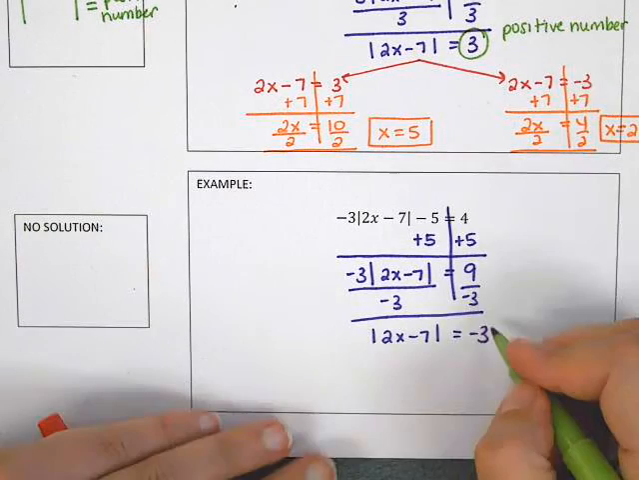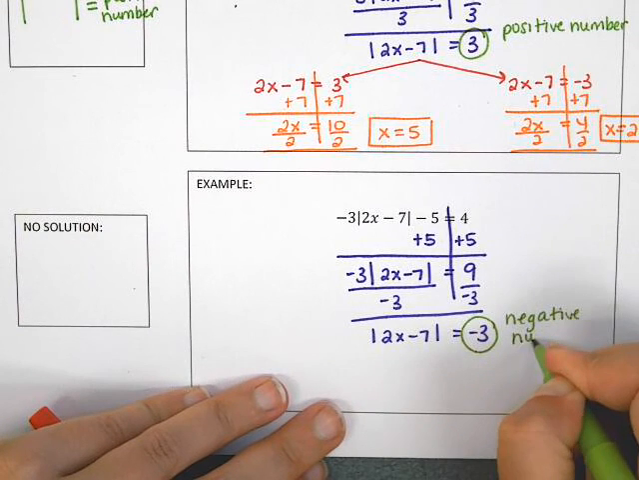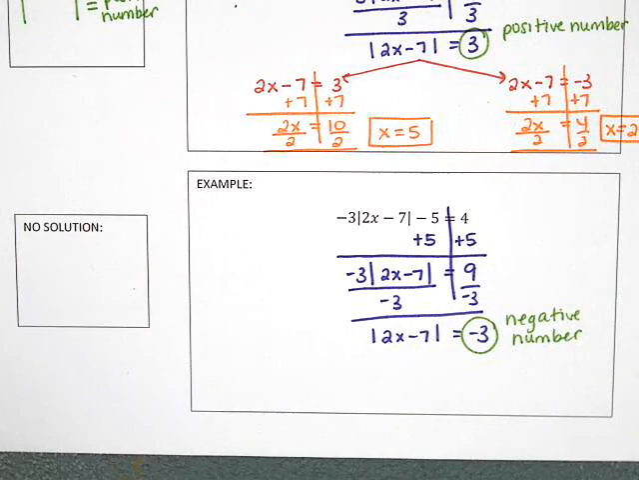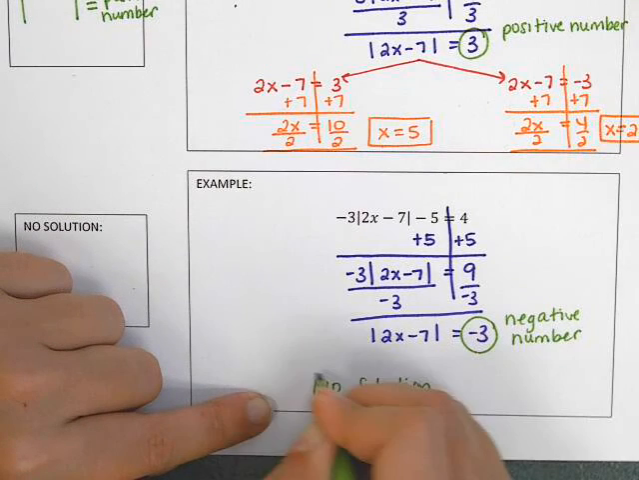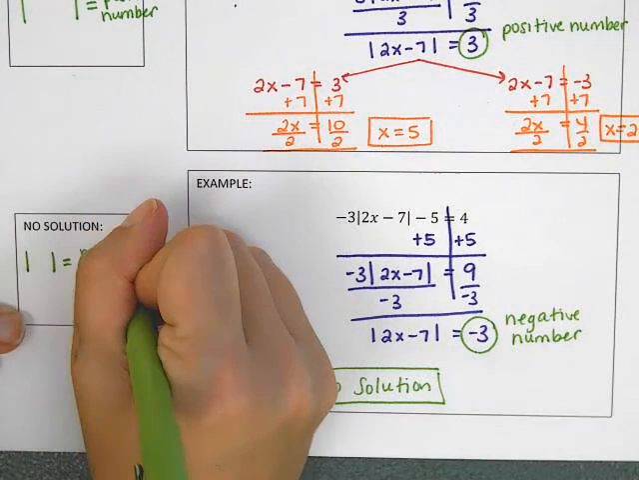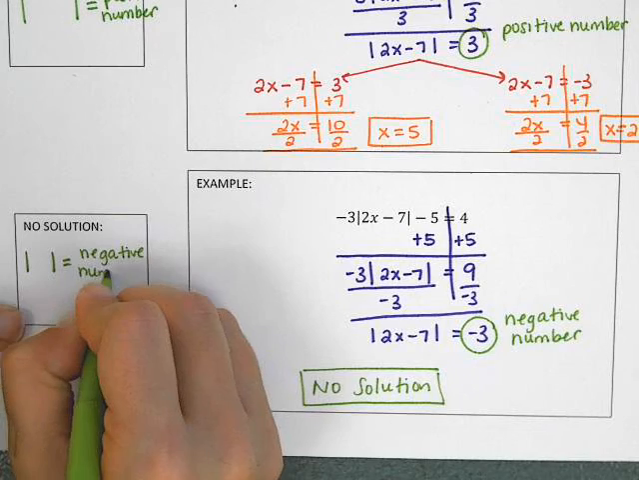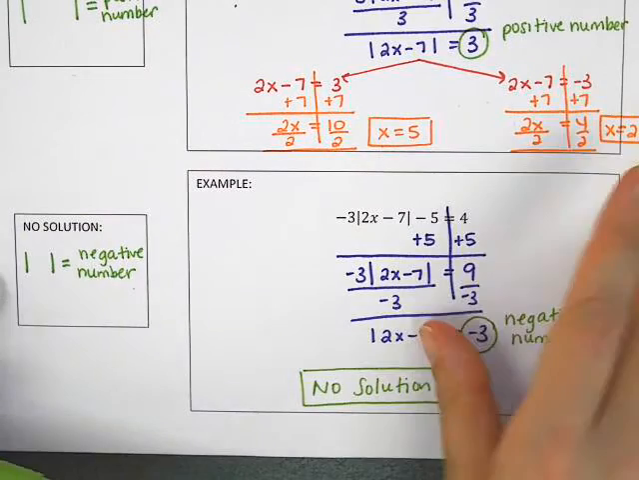This time, you'll notice we got a negative number here. When you get a negative number, you can't do this problem because an absolute value answer is always a positive number. So you would say no solution. So how are we going to know when we should say no solution? When the absolute value is isolated and it is equal to a negative number, we say no solution. Let's look at some examples.